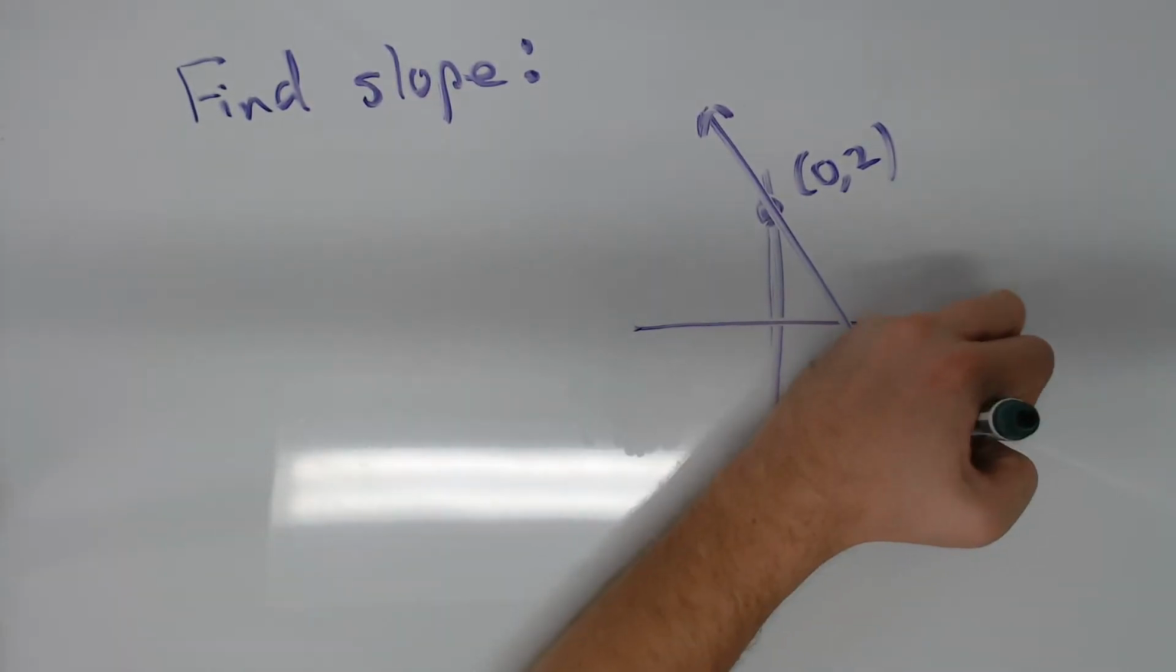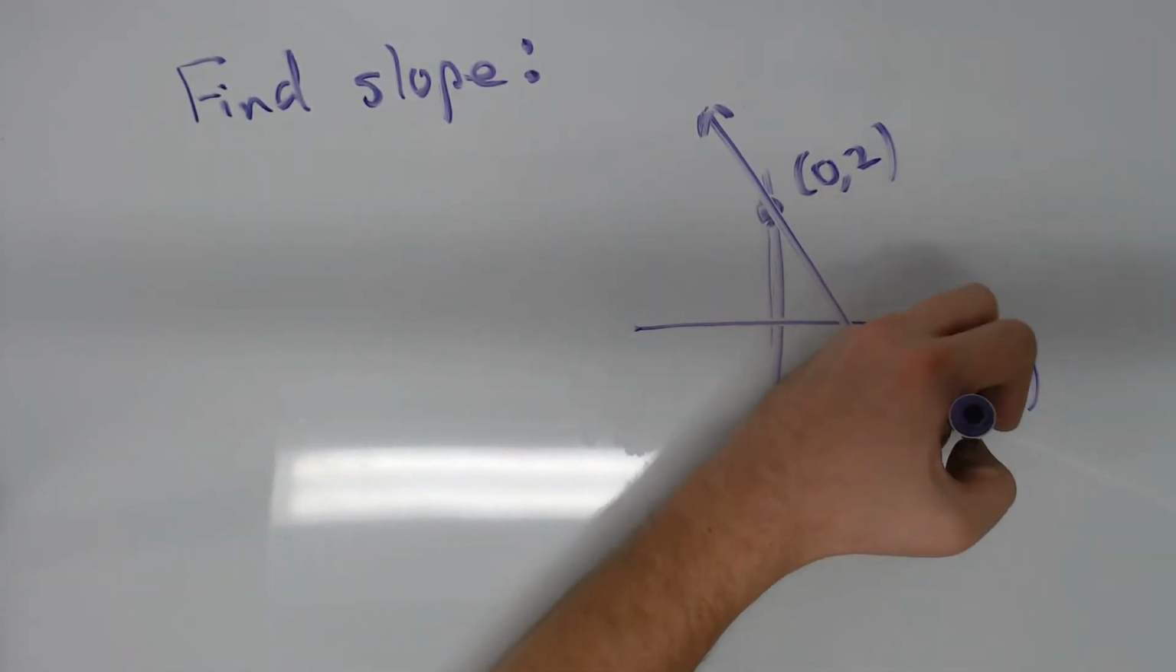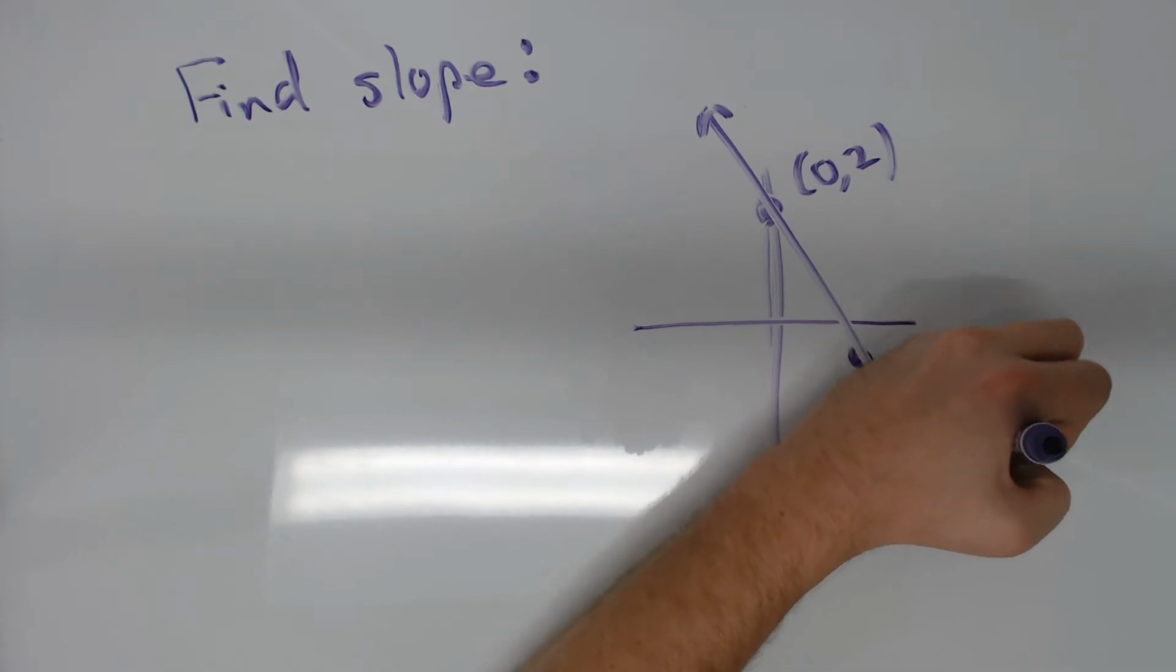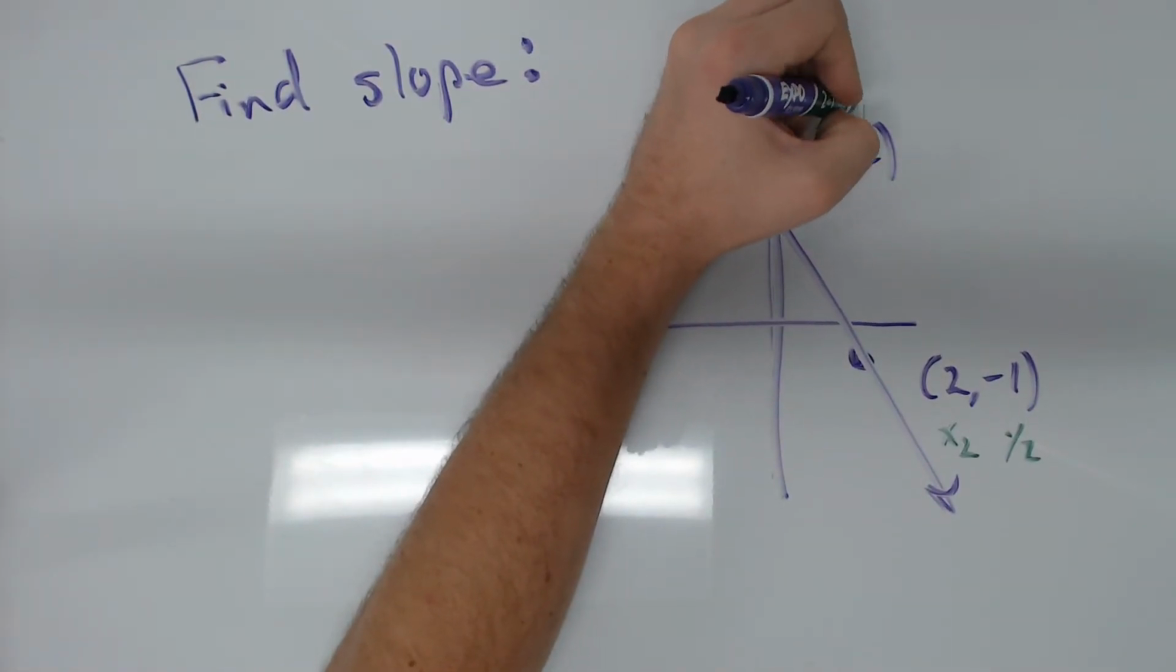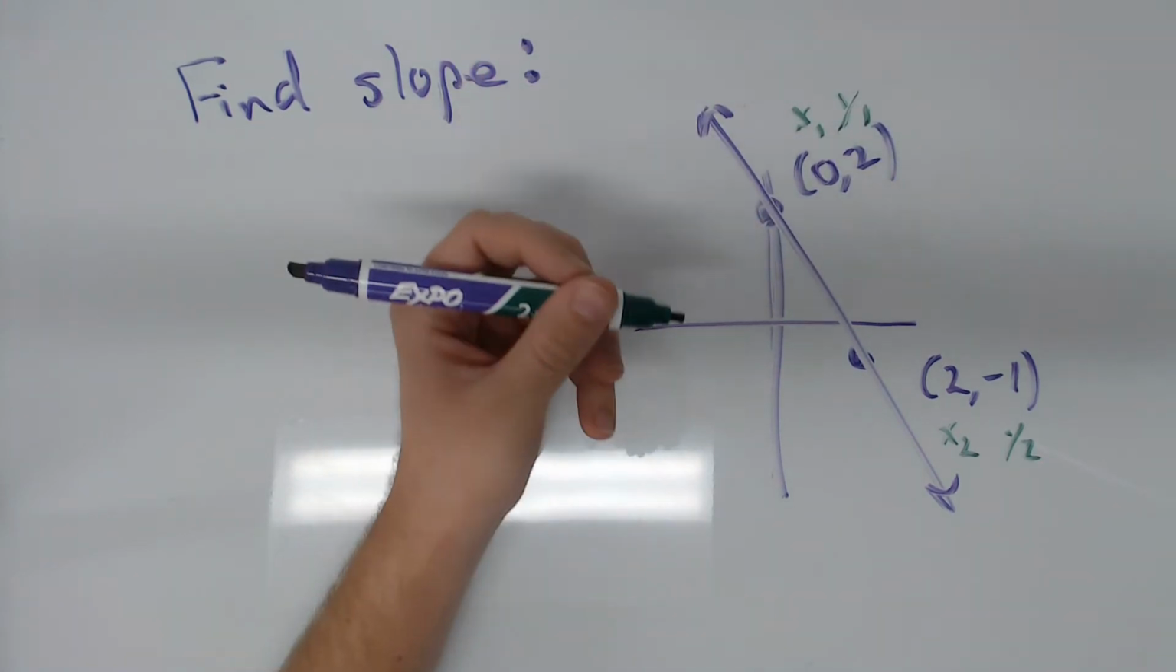All right, so this is the new one. I would call it x2 and y2. This is the old one. I'd call it x1 and y1. The reason I can tell it's new and old again is because I'm reading left to right.